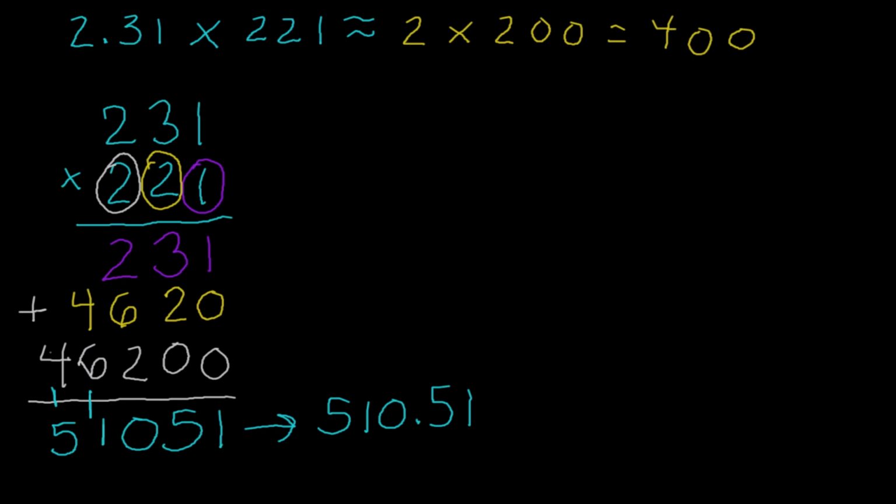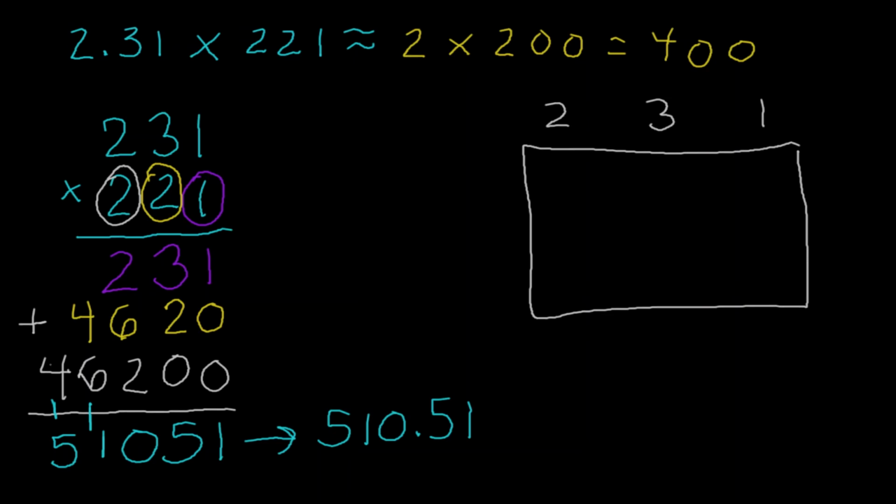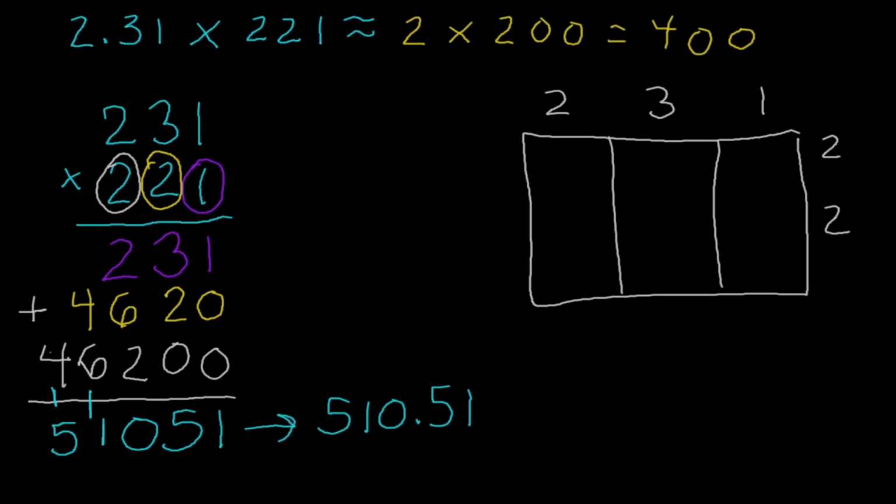So now let's quickly see how the lattice method would work for this problem. I'm going to do the same thing here. Draw a rectangle, and we're going to decompose it based on the number of digits. So I have a 2, a 3, and a 1 in my first factor. Then I have a 2 and a 1 in my last factor. And I'm going to just draw horizontal lines to break those apart. Now I have to draw my lattice, and then I'm ready to multiply.